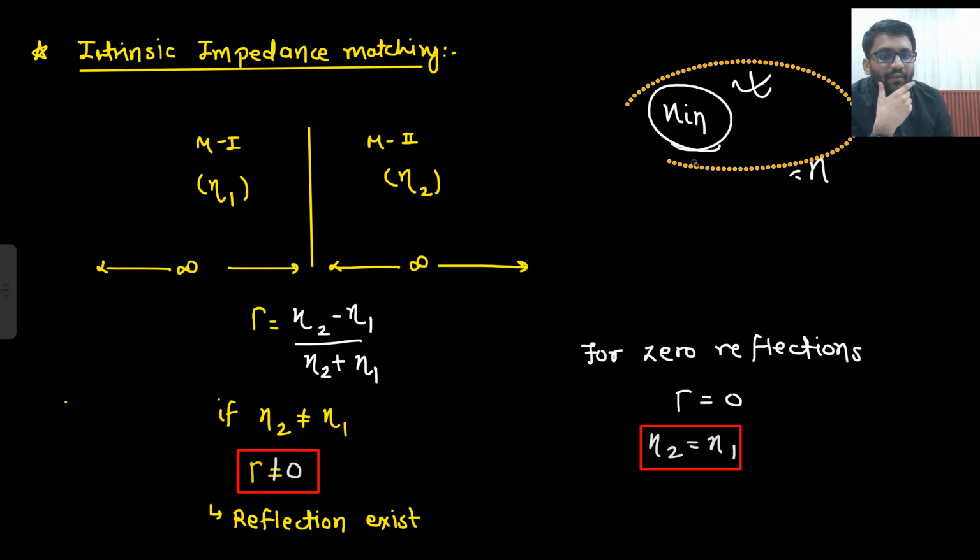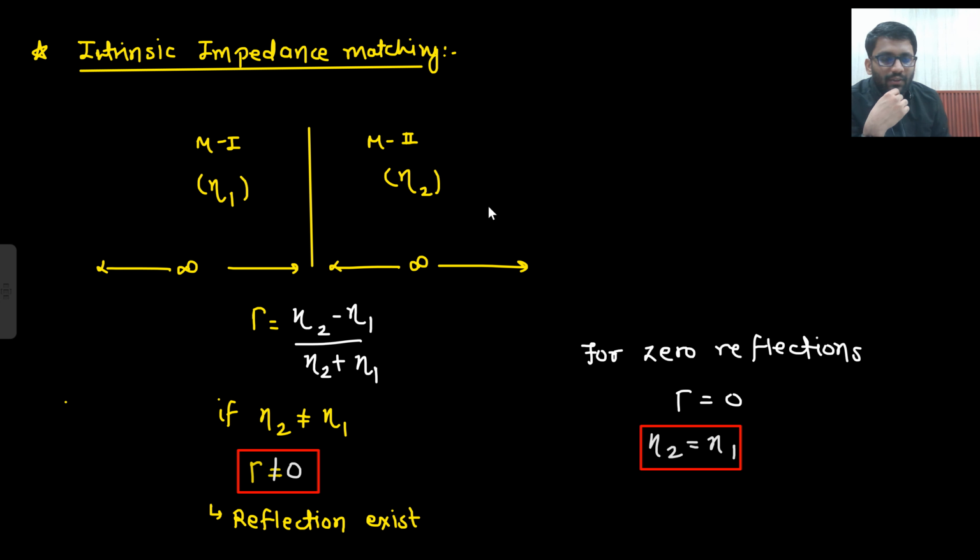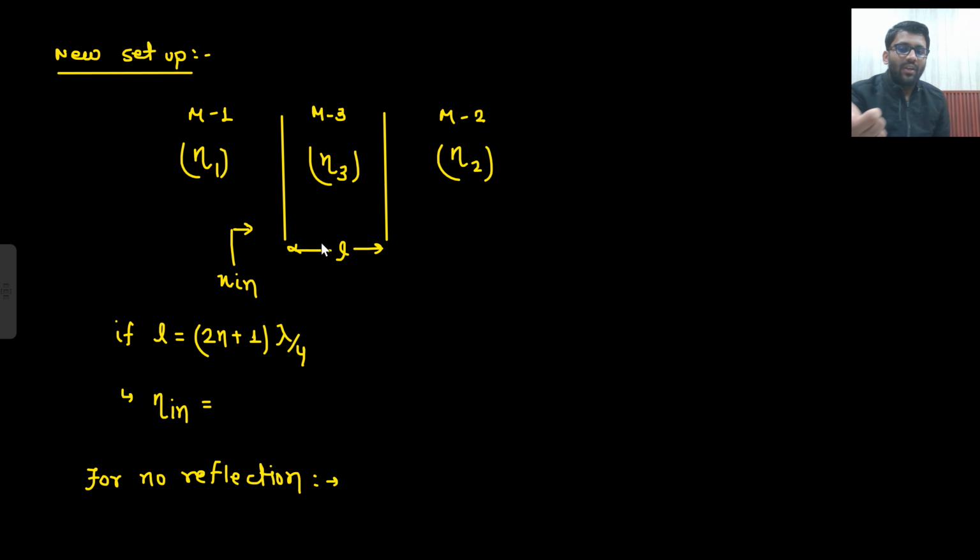Previously here eta 1 was not equal to eta 2, so that means this is not in my control. If this is air and this is water, then it will be air only, and this will be water only. But now what I can do is introduce another material in between. So looking from here, now I will see eta in, and that eta in I want to equate to eta 1. So this will be my target. And what kind of length am I going to use? I am going to use a length equal to an odd multiple of lambda by 4.